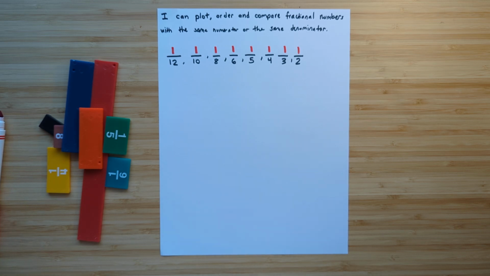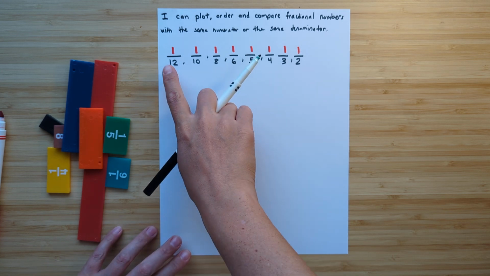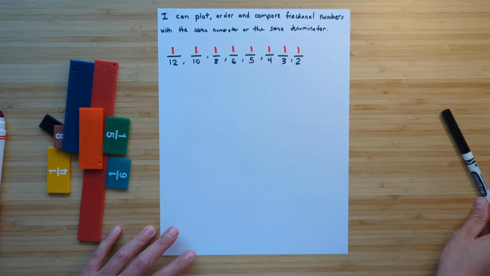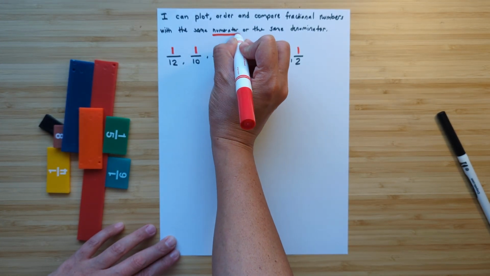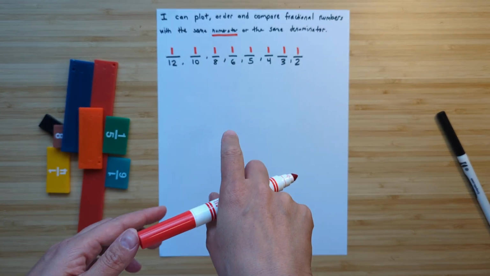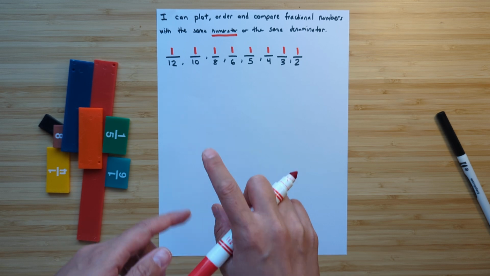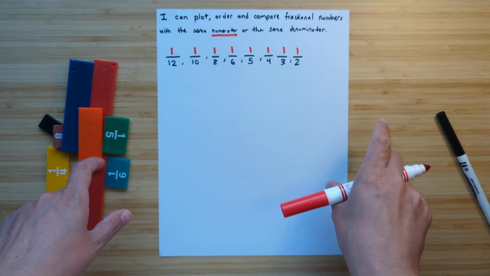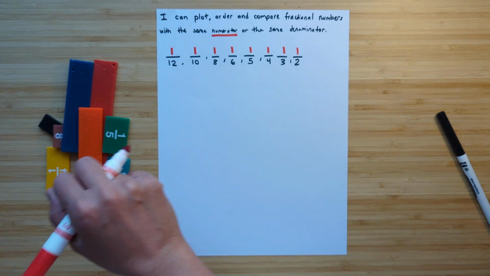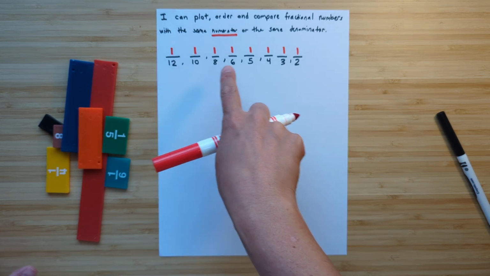All right, the icon for today is I can plot, order, and compare fractional numbers with the same numerator or the same denominator. So let's take this first set. All these fractions have the same numerator, right? It's all 1. That means the denominator is the one that's changing. Now, if you have a set of fractions that all have the same numerator, and you want to order these, let's say from greatest to least, then all you have to do is look at the denominator, right?